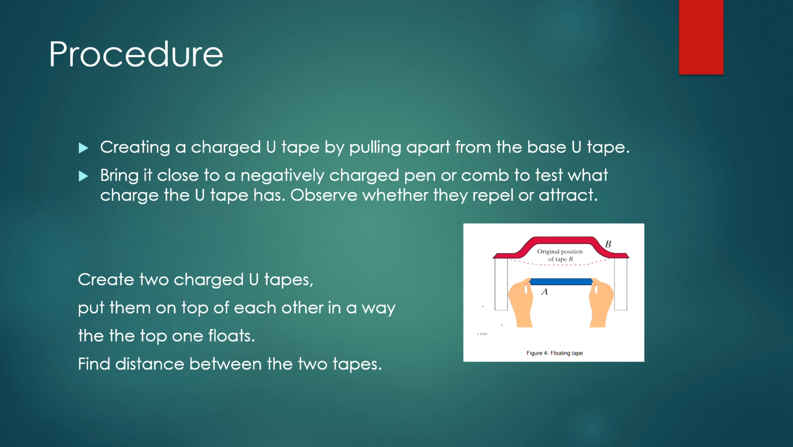We started the experiment by creating a charged U-tape by pulling it apart from the base U-tape. We bring it close to a negatively charged planar comb to test what charge the U-tape has. We observe whether they repel or attract. In our case, they attract, therefore we can conclude that the tape is positively charged. And then we move on to create two charged U-tapes, put them on top of each other in a way that the top one floats. And then we find the distance between the two tapes and just note it down.